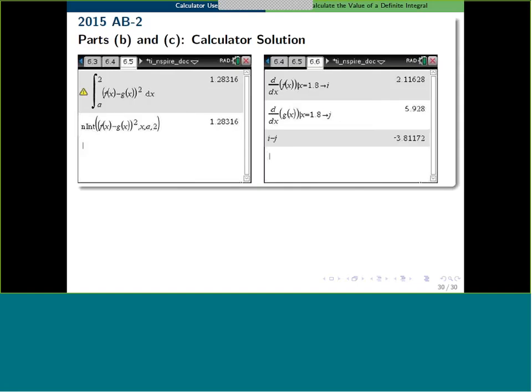And there I did parts B and C on the TI-Nspire. Again, I got a warning when I did that definite integral, but I still got the answer. I felt a little uneasy about that, so I did it with the numerical integration command and got the same answer. And on the right-hand side, there's my step-by-step solution, my parsed solution for part C. And I will hand it over to Vicki.